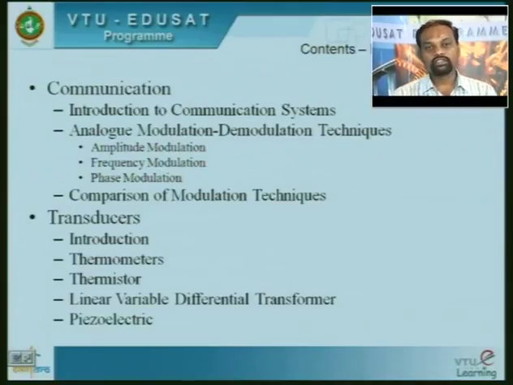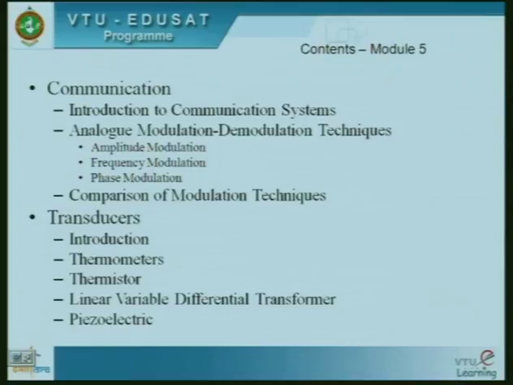So these two units form Module 5, and you may be wondering why we have to combine communication with transducers. To explain very briefly, communication basically refers to transmission of signals from one source to a destination. As we transmit data from a source to a destination, we have to acquire data from the real world. The data that we acquire from the real world are called physical quantities. For example, when I speak, that is a physical quantity. Speech is actually a physical quantity.